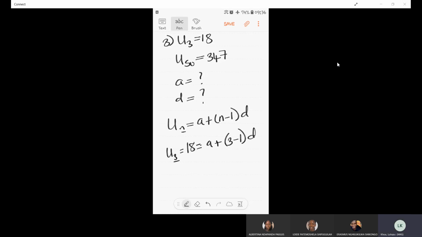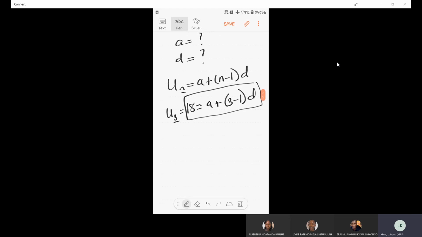Then this part of the equation is what I'm going to concentrate on. I'll form a similar one with the 50th term, and then I will solve them simultaneously. So what I have is a plus 2d. This is equal to 18. So this is my first equation.